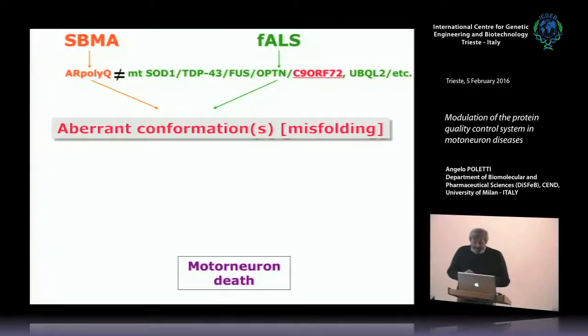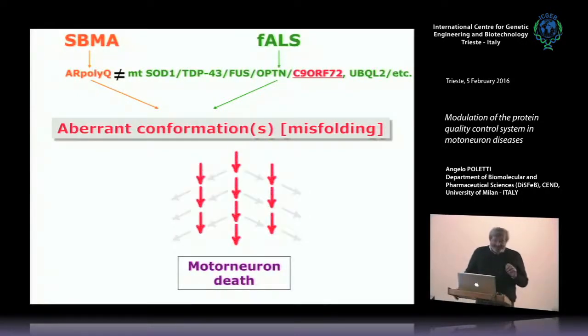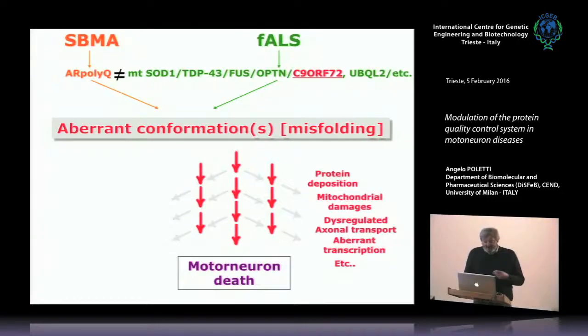What they have in common is that when they are mutated, they can acquire aberrant conformation. And this is a big problem for the cells. This is called misfolding. And they are now reclassified as misfolding diseases. If a protein acquires aberrant conformation, it may cause a series of damage inside the cells, may start a process of deposition, may accumulate, may form aggregates, may damage mitochondria, axonal transport, dysregulated transcription, etc., etc.